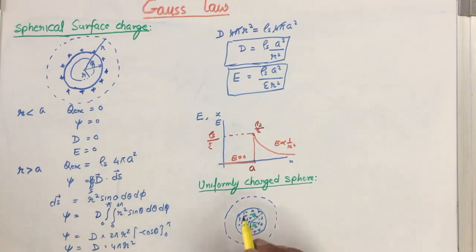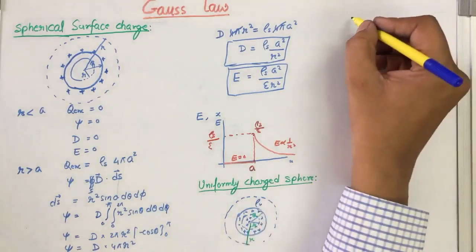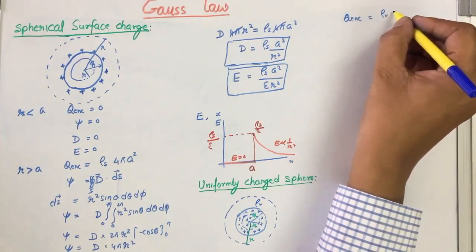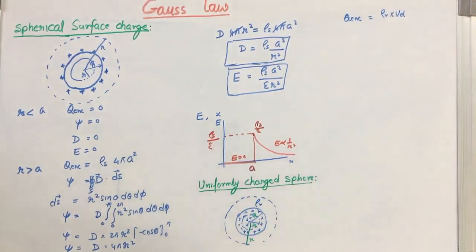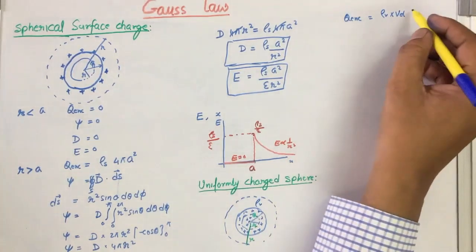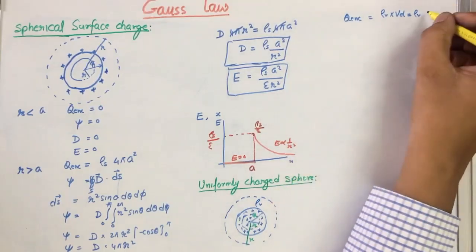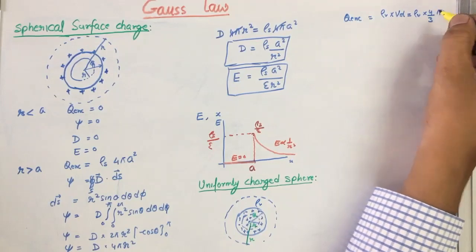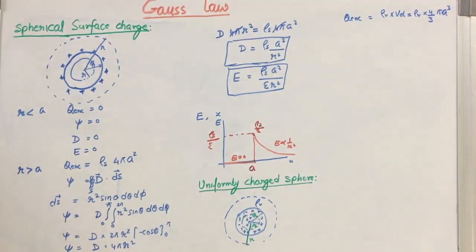First thing that should be clear: if rho is the charge density, then the charge enclosed will be rho v, with v the total volume. Okay, so this thing should be clear. And the volume in the case of a spherical body is how much? 4 by 3 pi r cube. R is A here, so 4 by 3 pi A cube.